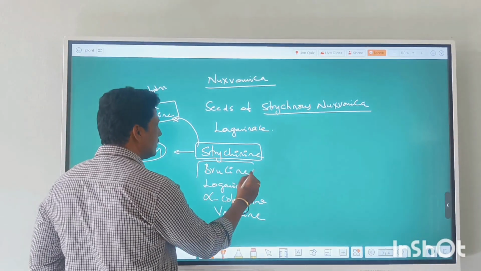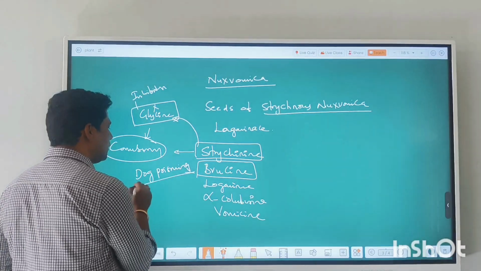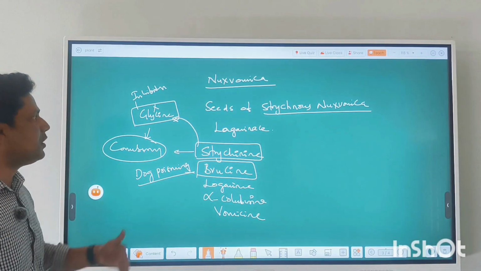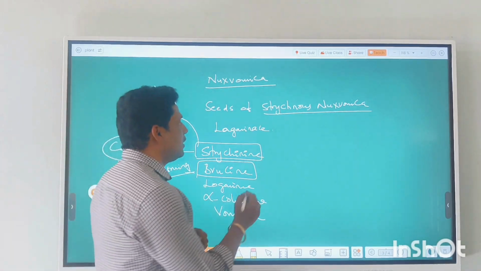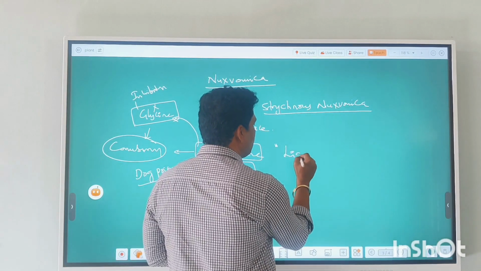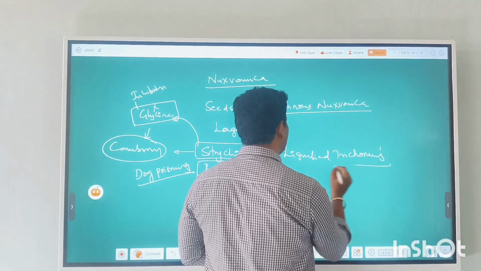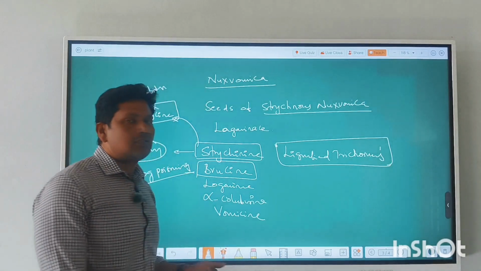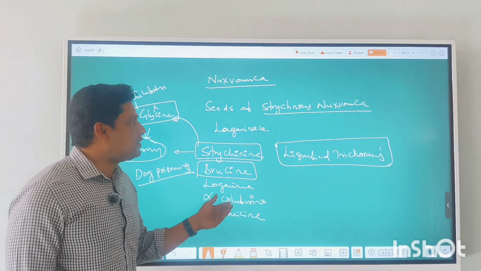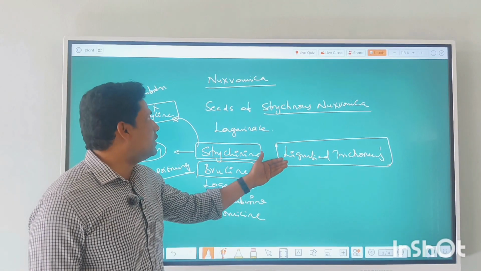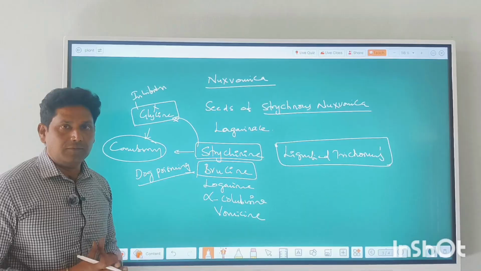Next, brucine is used for dog poisoning. So this is about the chemical constituents of nux vomica. Another important feature of nux vomica is that it has lignified trichomes. This question has been asked several times in competitive examinations: which alkaloid drug has lignified trichomes, that is nothing but nux vomica. So this is about nux vomica.